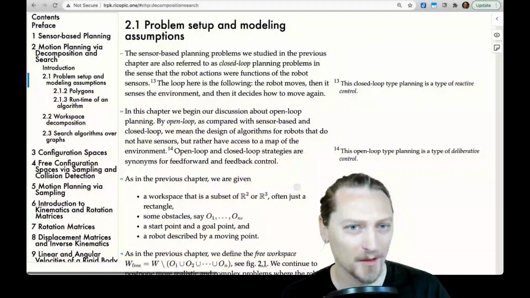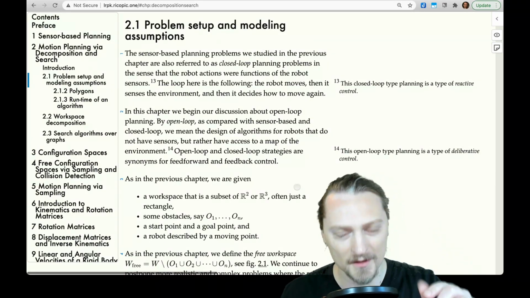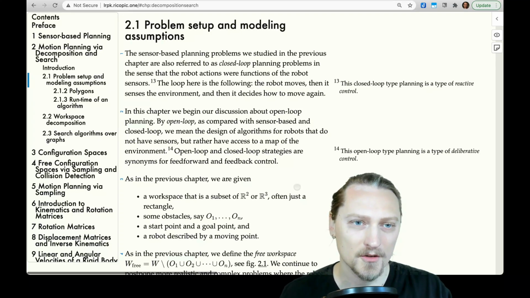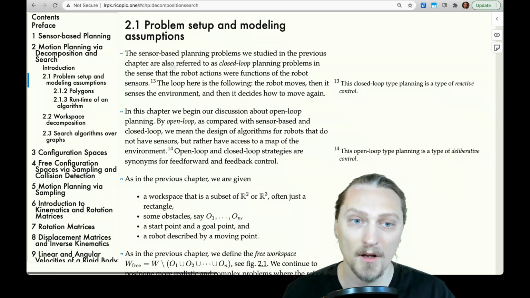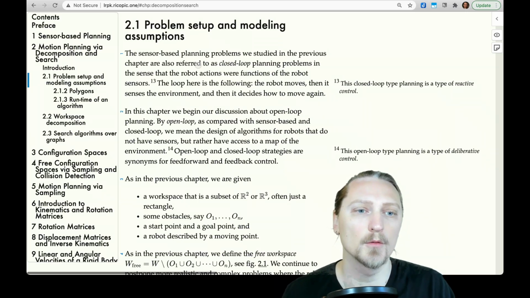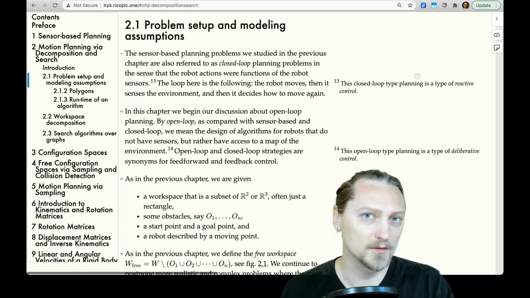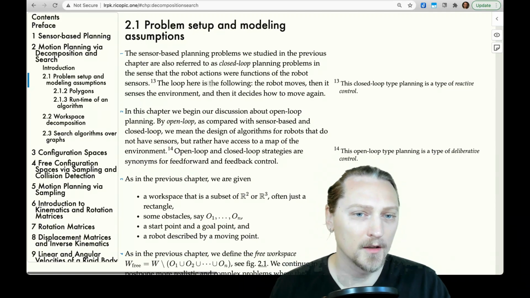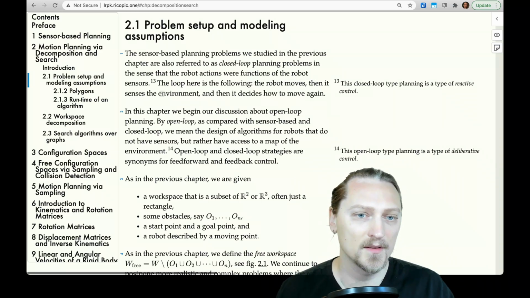All right, so let's talk about the problem setup and modeling assumptions for motion planning via decomposition and search. The sensor-based planning problems we studied in the previous chapter are also referred to as closed-loop planning problems in the sense that the robot actions were functions of the robot sensors. This is sometimes called reactive control, okay? The loop here is the following. The robot moves, then it senses the environment, and then it decides how to move again.